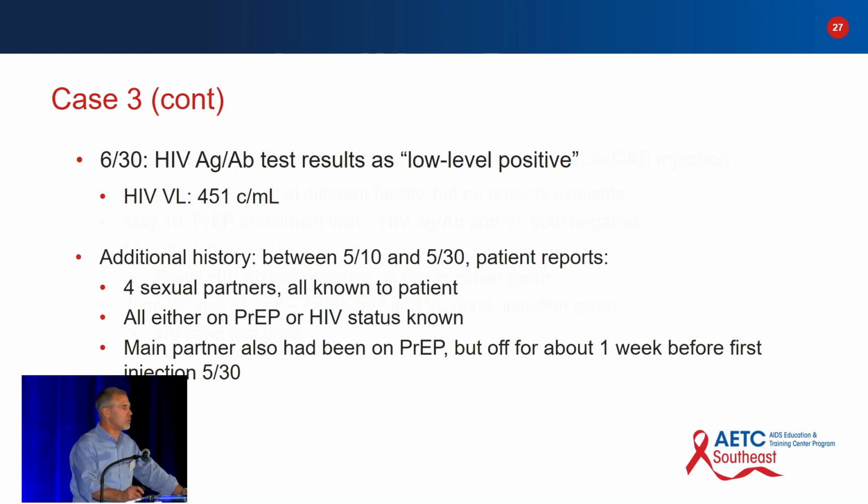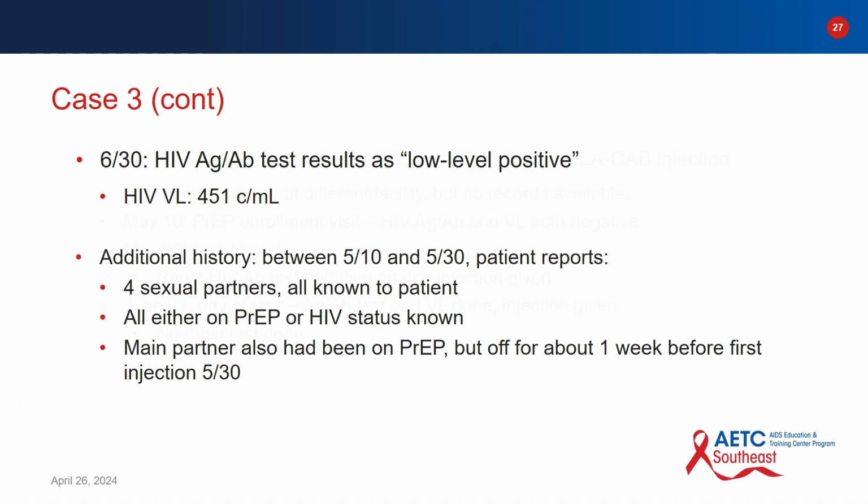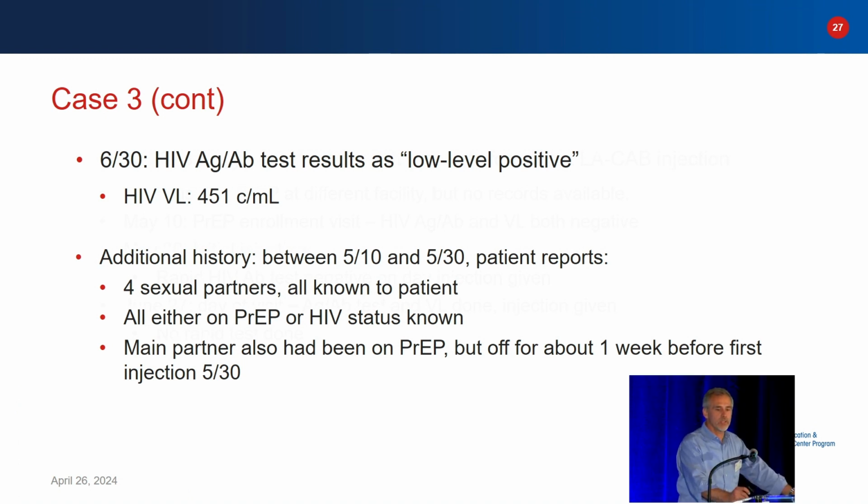The caller is calling you because the lab reported the HIV antigen antibody result as a low-level positive. And to be honest, that's the first time I've ever seen that type of result. And they also had an HIV viral load of 451. Additional history of note, according to the patient, they had 4 sexual partners, all of whom were known to them. They also said that their main partner had been on PrEP consistently, but had elected to stop it for about 1 week before the patient themselves received their first injection on May 30th.